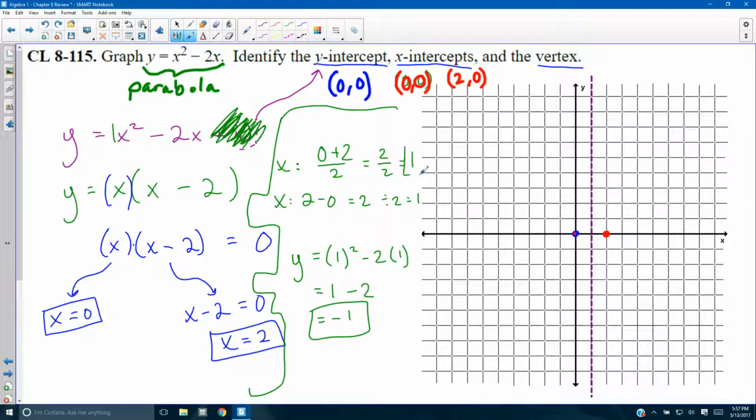So the x value is 1. The y value is negative 1. Your vertex is at the point (1, -1). So it's right here. (1, -1).